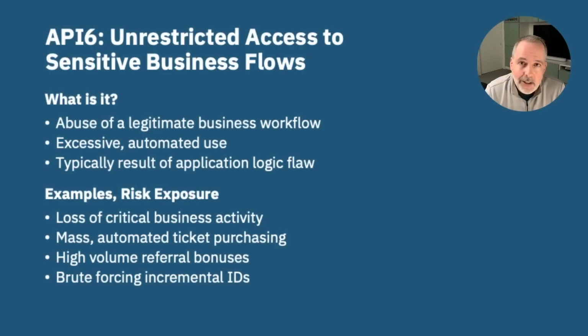OWASP API number 6 is actually one of, I think, the most important additions to the 2023 top 10. It's unrestricted access to sensitive business flows. And why I really like this is it introduces the concept of business flow, business logic. As API developers, as application operators, we tend to think about, does the application work as designed? Can I purchase that sneaker or book the vacation or transfer money or all of these things? We want to make sure it works as designed.